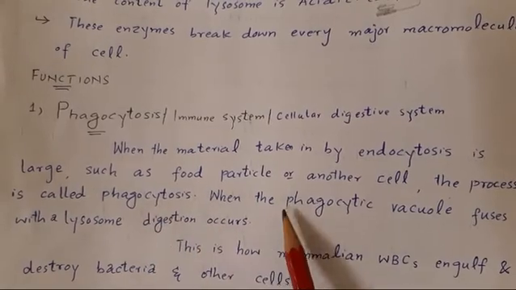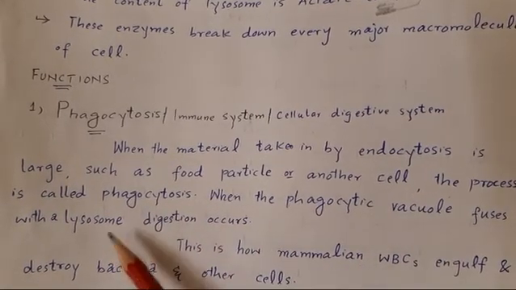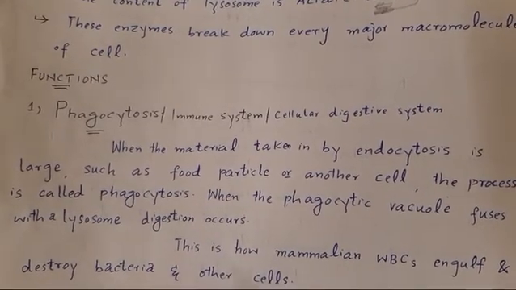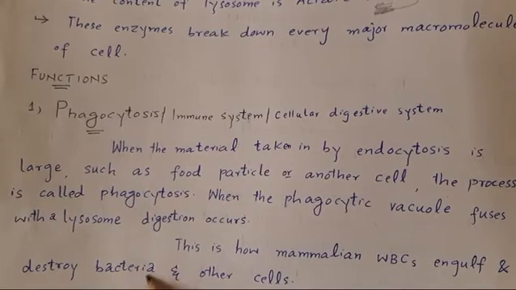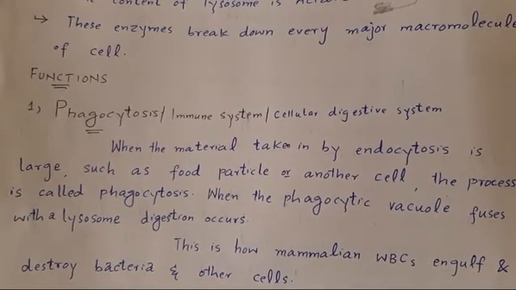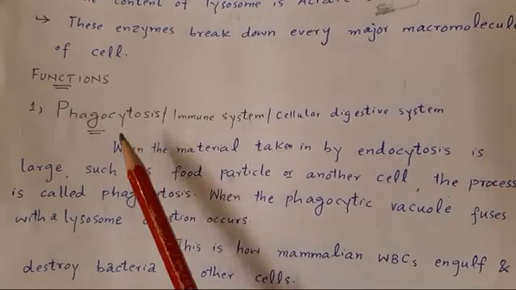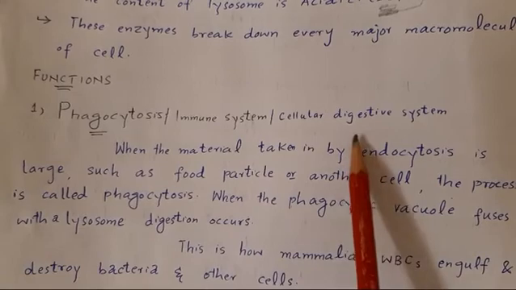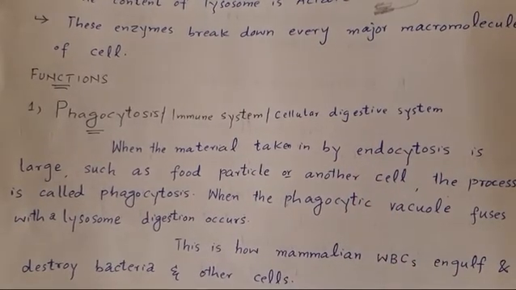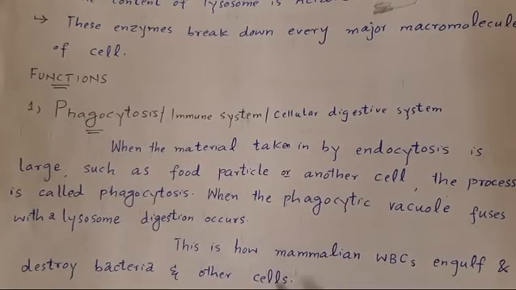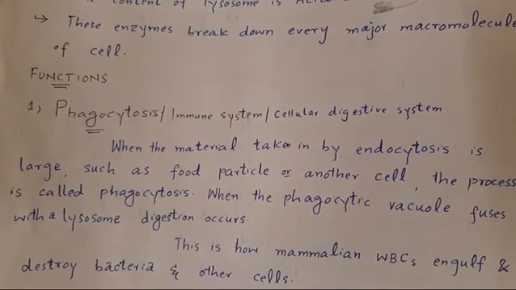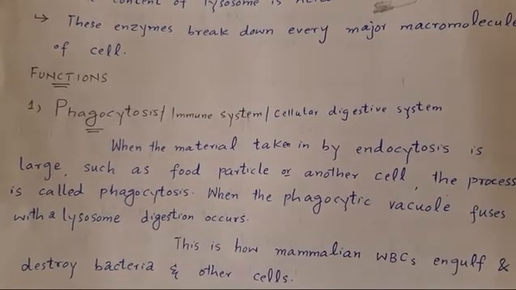called phagocytosis. When the phagocytic vacuole fused with a lysosome, digestion occurs. This is how mammalian white blood cells engulf and destroy bacteria and other cells. So this is the first function of lysosome, phagocytosis, or function in immune system or cellular digestive system. We will also explain or study these functions with the help of a diagram later on.